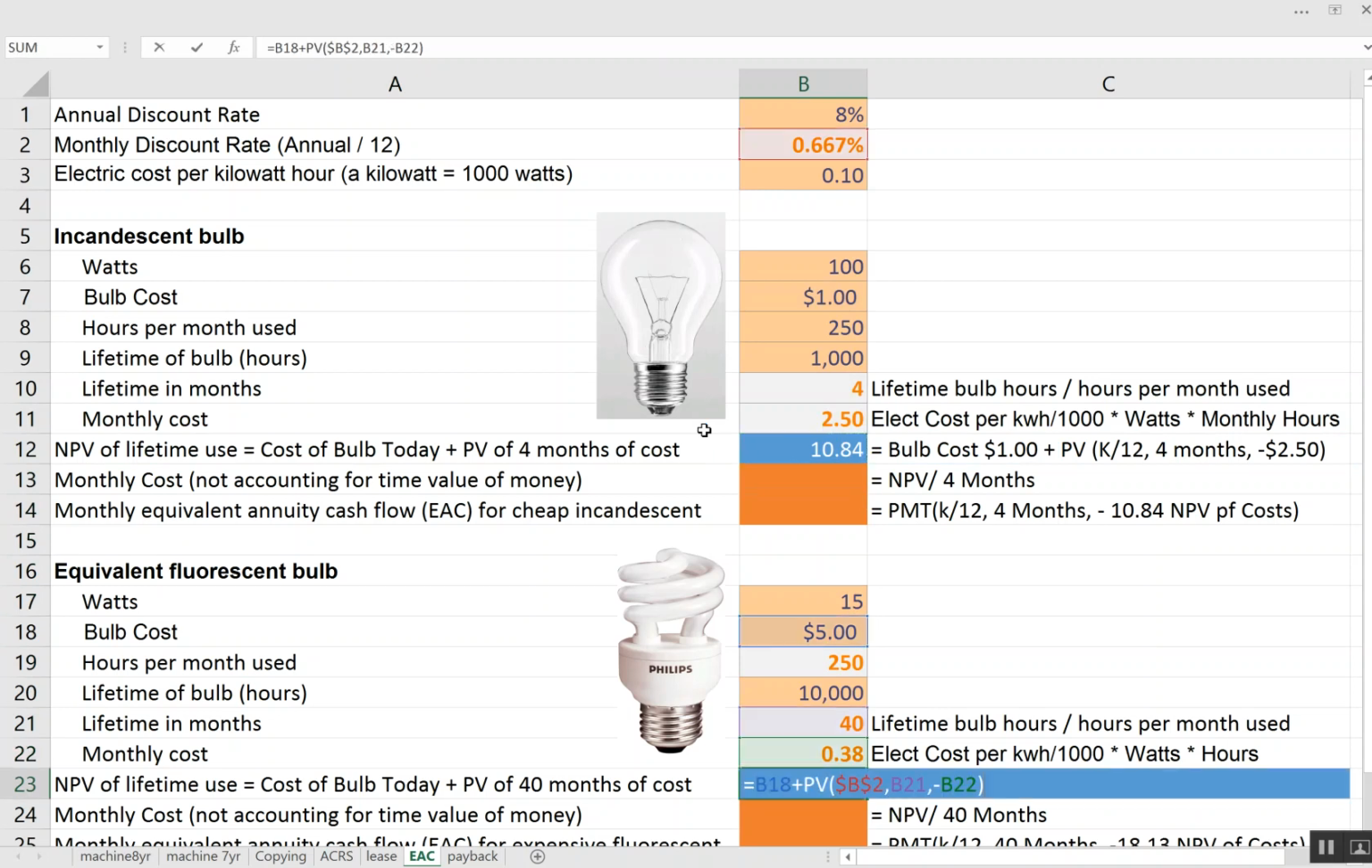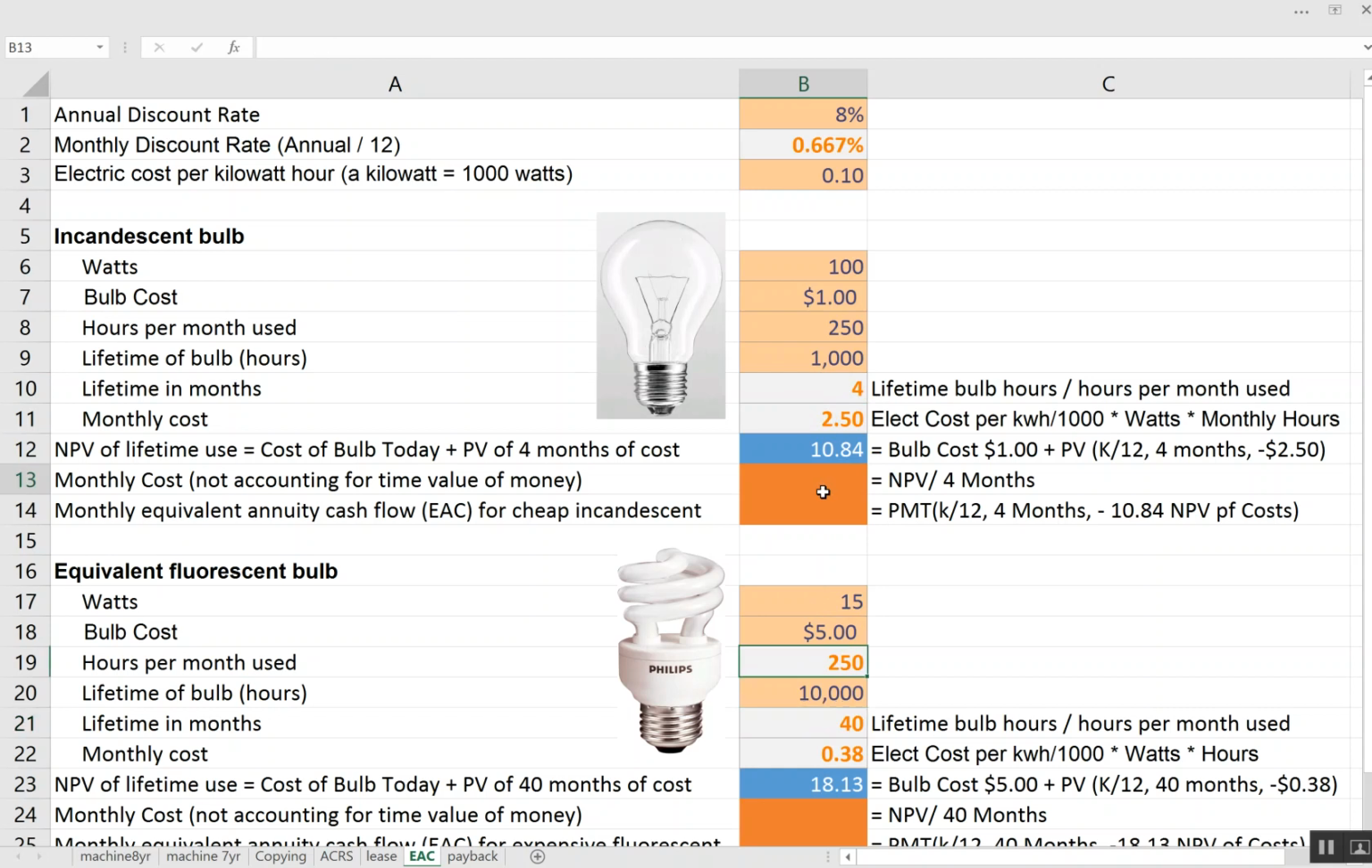And what you see is that the fluorescent light bulbs are $5 plus the present value of 38 cents for 40 months. So if you're using the traditional NPV decision rule, and I want to minimize my costs, I choose this cheap light bulb that only lasts 4 months. The problem was you have to replace this one 10 times in the life of this bulb.